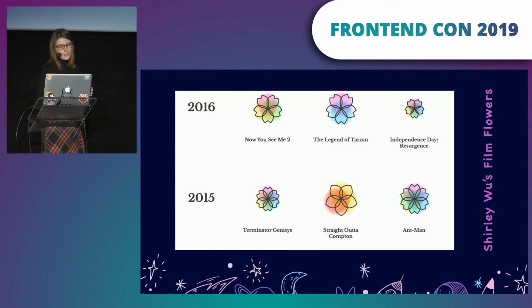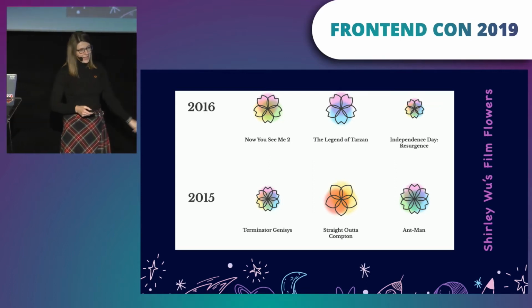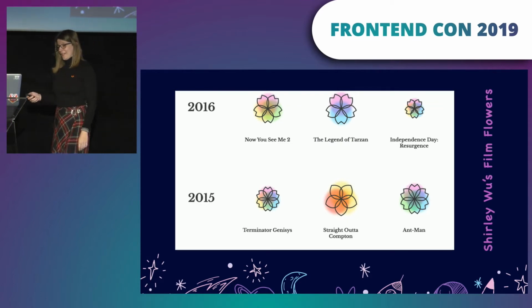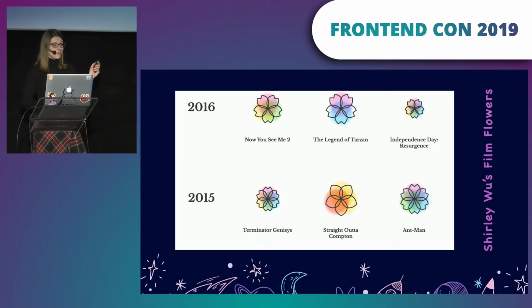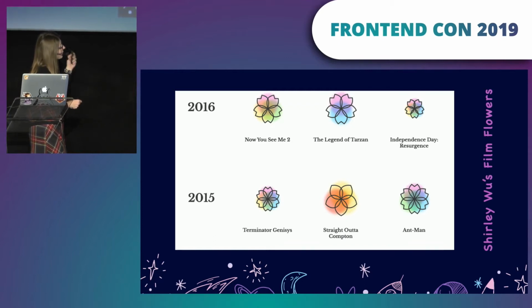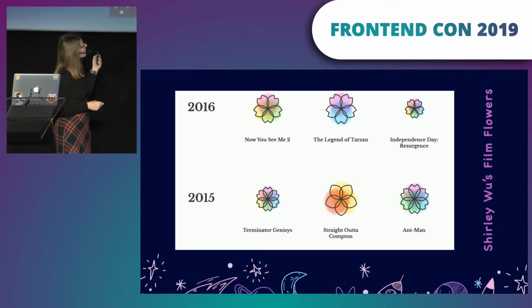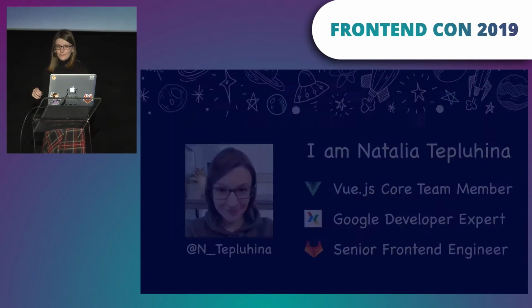This example is by Shirley Wu, and I was actually going to open the link on the right side, but unfortunately the internet is kind of flaky. So you can just search for film flowers. And this is not just a beautiful image. Every single flower has a different form which represents the rating, a different color that represents genre, and a different size that represents a rating itself.